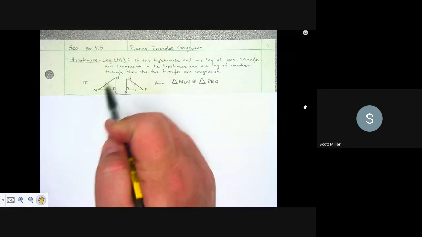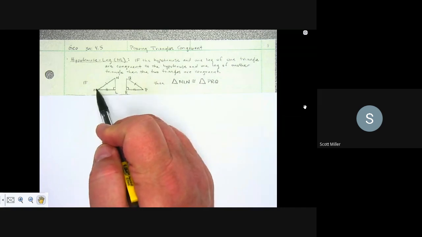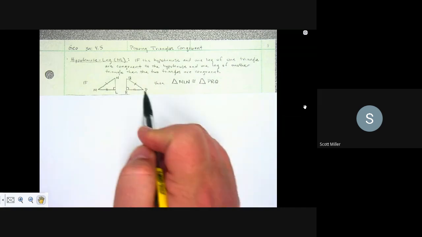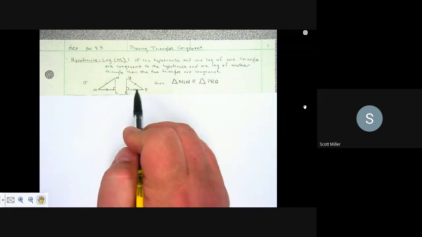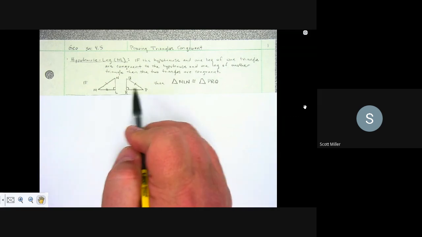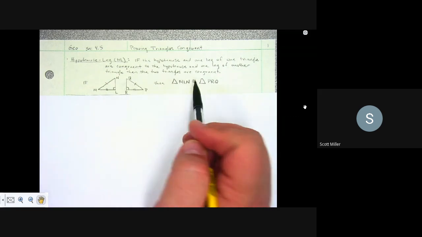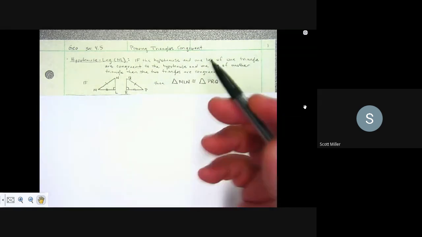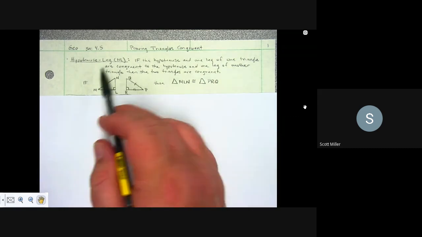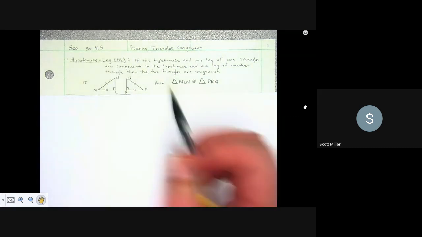If I have a right triangle, and the hypotenuse, which is the longest side of the triangle, is congruent to the hypotenuse of another triangle, and one of the legs is congruent to a leg in the other triangle, then I can conclude that the two triangles are indeed going to be congruent. The right angle aspect of things forces it to be true. Okay? And so we're going to use this. This is called hypotenuse leg.